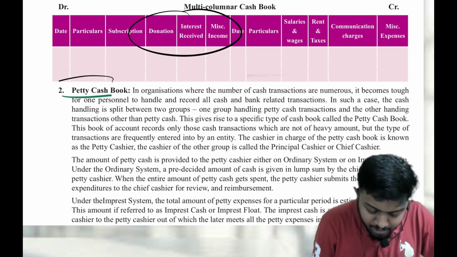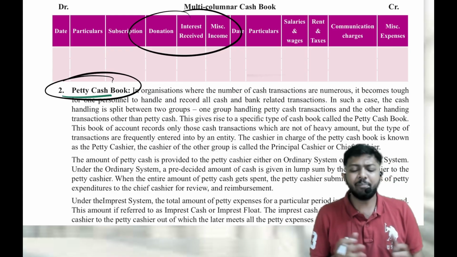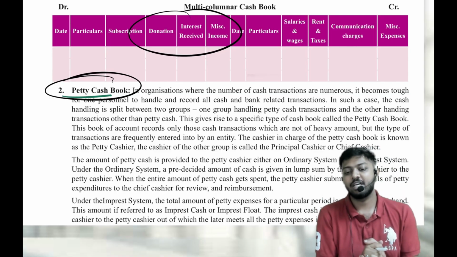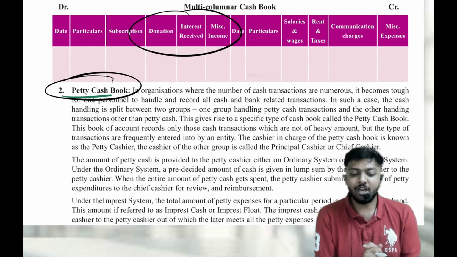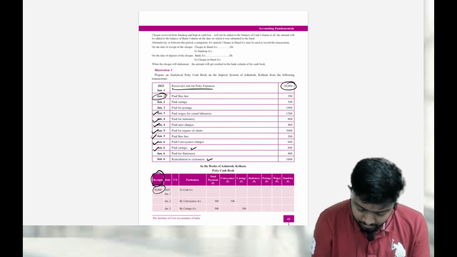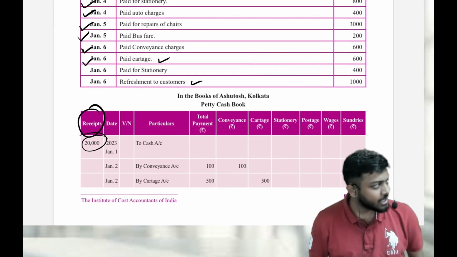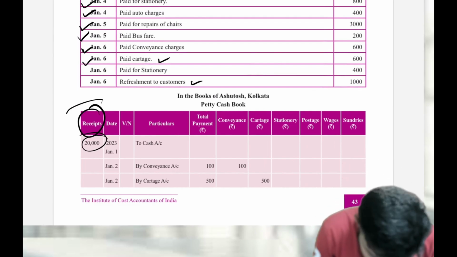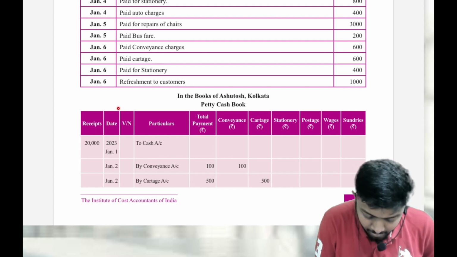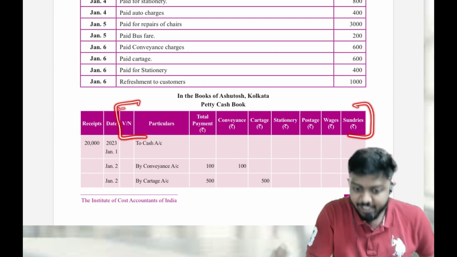Then we have petty cash book. What will happen in petty cash book? All the petty and small expenses in a business will be recorded in petty cash book. If you can see, this is the format of petty cash book. Only this part is receipts. Can you see? This part is receipts. From here till here, it is all payments only.